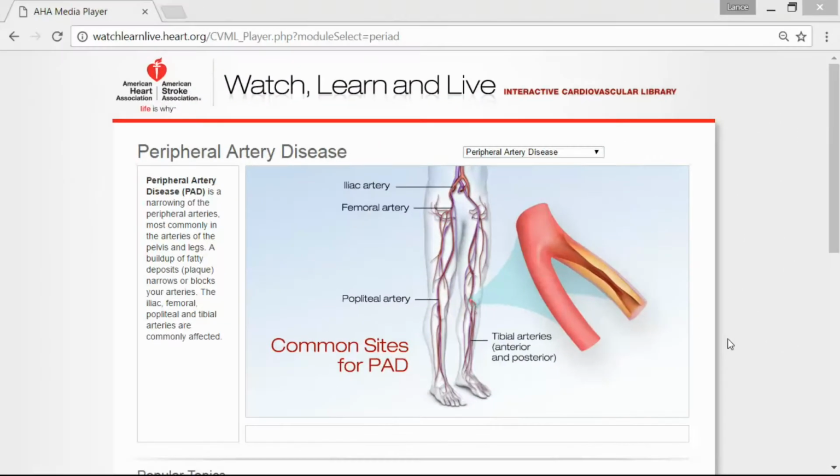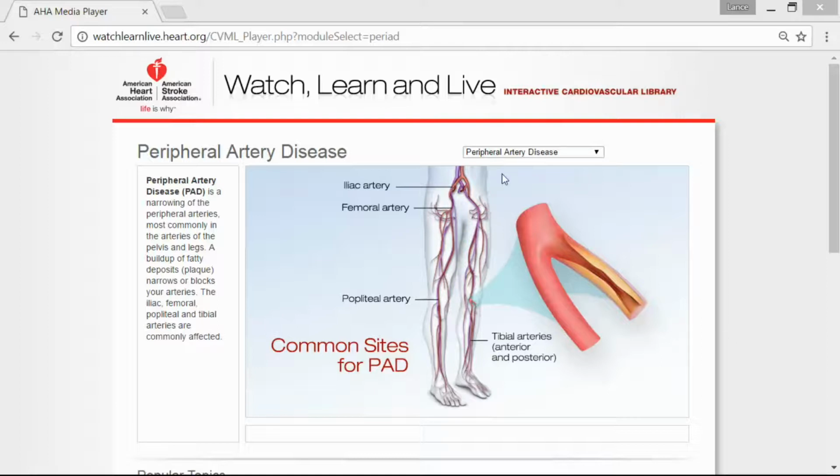Hey, this is Lance McGowan, the Tropical Smoothie Guy, and today we're going to learn about peripheral artery disease. Peripheral artery disease, or PAD, is a narrowing of the peripheral arteries, most commonly in the arteries of the pelvis and legs. A buildup of fatty deposits or plaque narrows or blocks your arteries, and the iliac, femoral, popliteal, and tibial arteries are commonly affected.